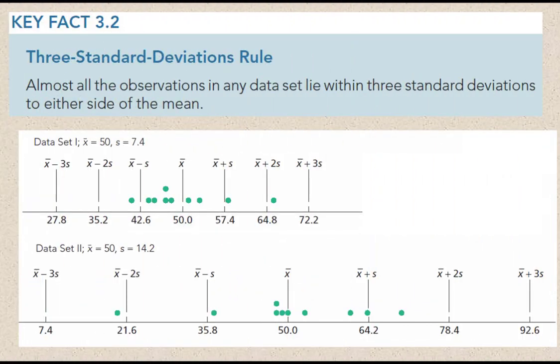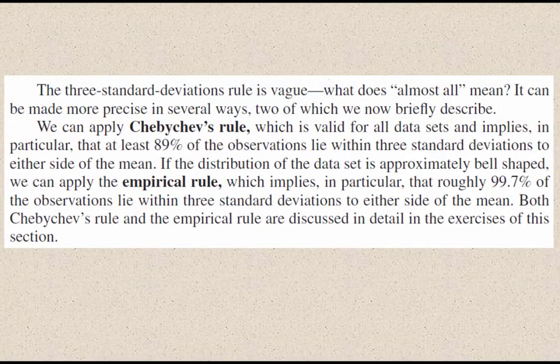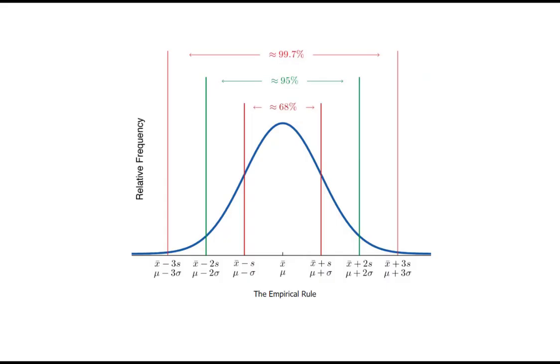The 3 standard deviation rule says that almost all the observations in any data set lie within 3 standard deviations to either side of the mean. Now, almost all the observations is not really precise. It's too vague, and we don't know what it means.